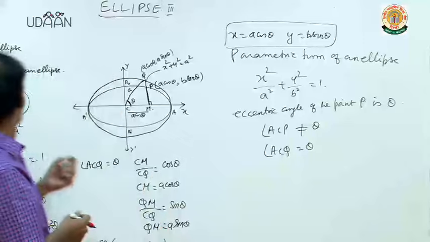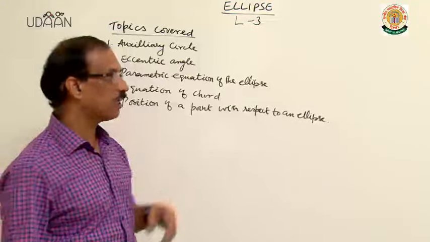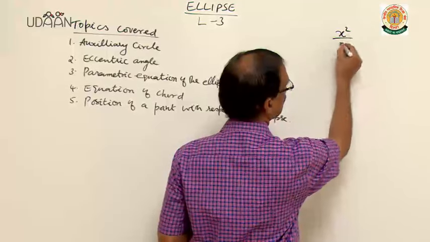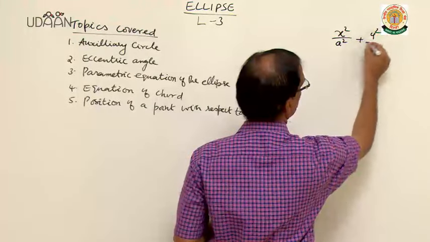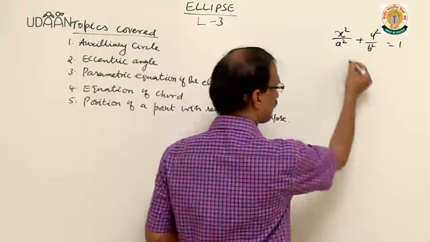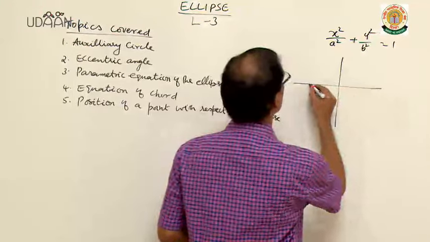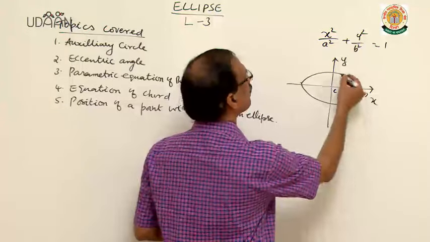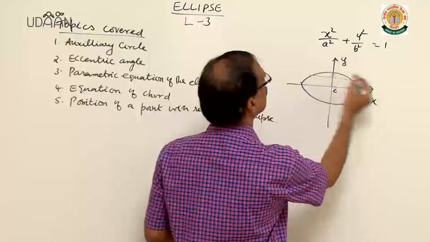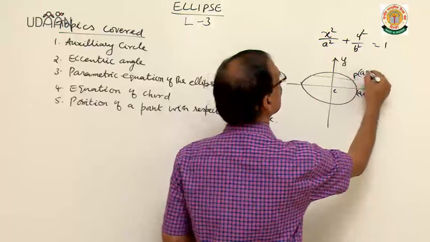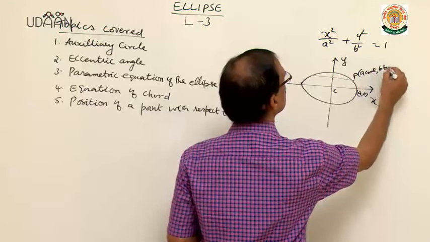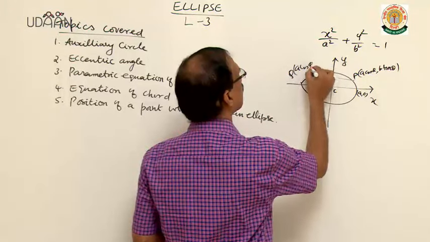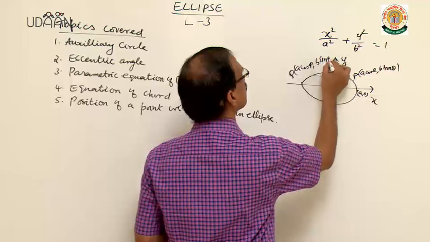Now what is the next topic? Equation of a chord. So, equation of a chord to the ellipse. Equation of an ellipse is x square by a square plus y square by b square equal to 1. So in this, now let us take 2 points on this ellipse. That is this: P (a cos theta, b sin theta) and Q (a cos phi, b sin phi).